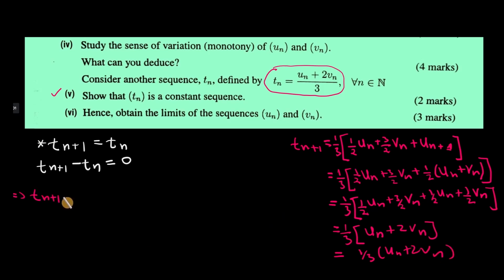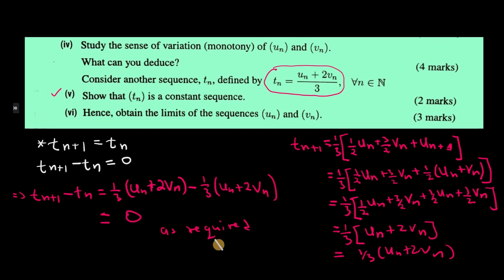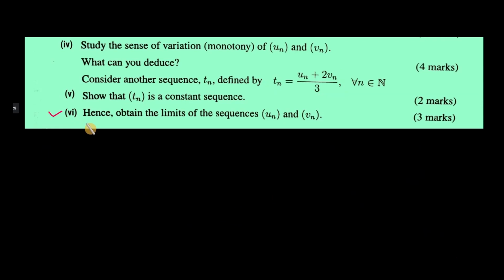That means Tn plus 1 minus Tn is equal to 1/3 into Un plus 2Vn minus Tn, which is Un plus 2Vn over 3, which is the same as 1/3 into Un plus 2Vn, which is equal to 0, as required. Number 6, hence obtain the limits of the sequence Un and Vn.